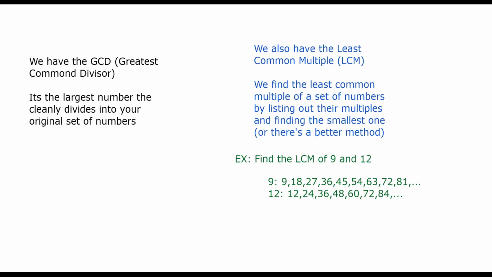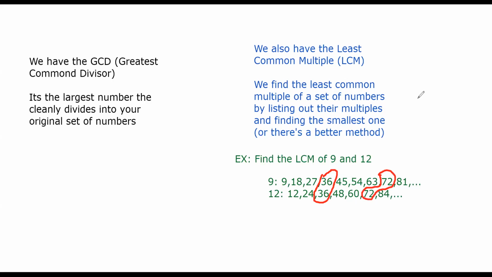Notice a couple things. Notice that among those lists, 36 shows up twice. Thus, 36 is a common multiple. Common meaning it's found in both cases, and it's a multiple of both of those numbers. But look, 72 is also a common multiple of both of those numbers.